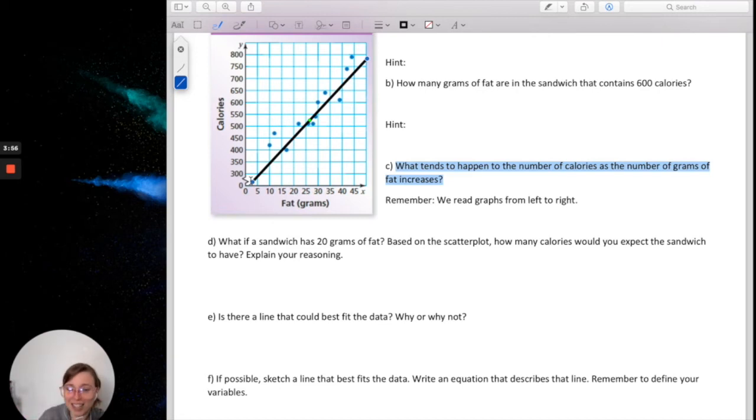Part F, we sketched the line. Now we have to write an equation, which we've done before. Because for point slope form, all you need is a slope and any point, or just 2 points. So if we can find 2 points on this graph, we can write it in point slope form. We can write it in slope intercept form. We could convert those into standard form. You can write it in any way you like.